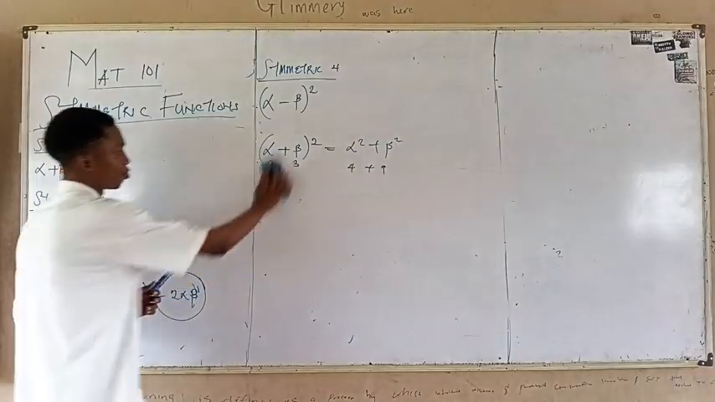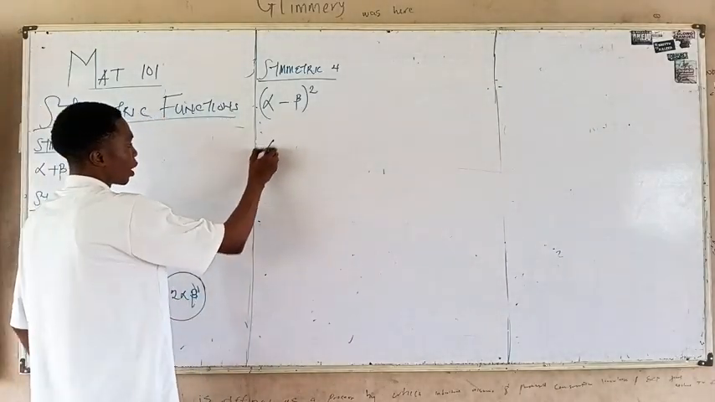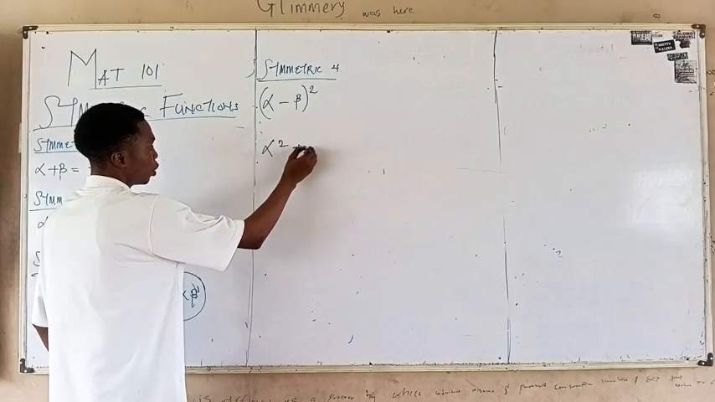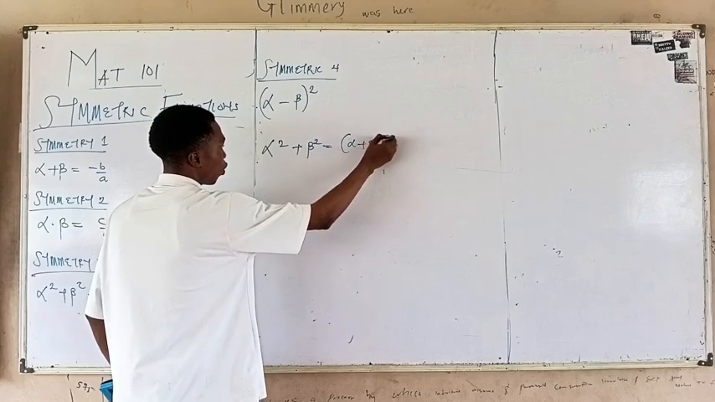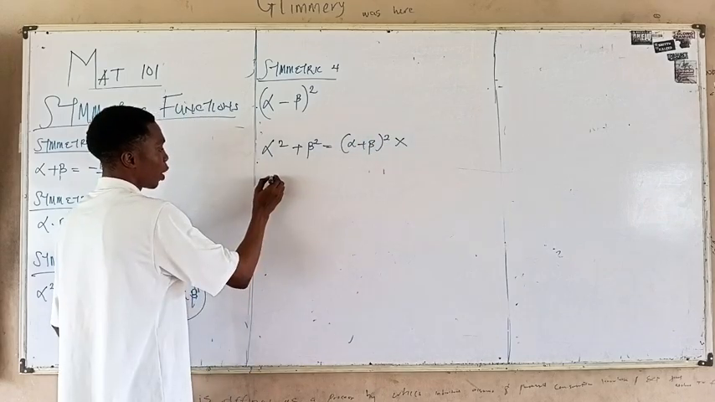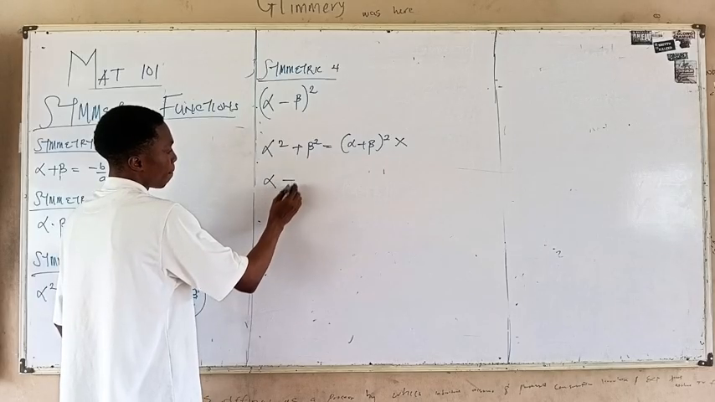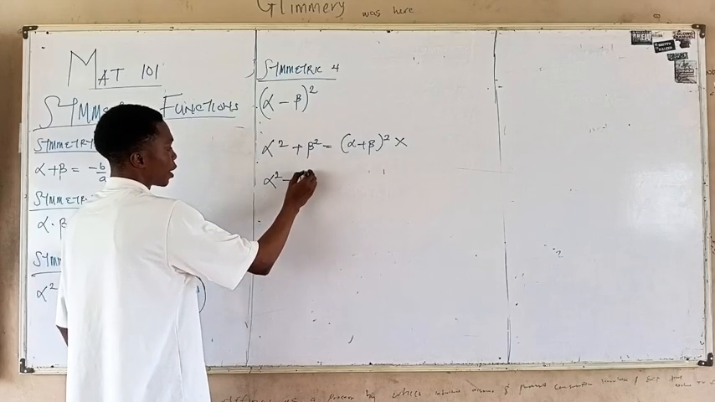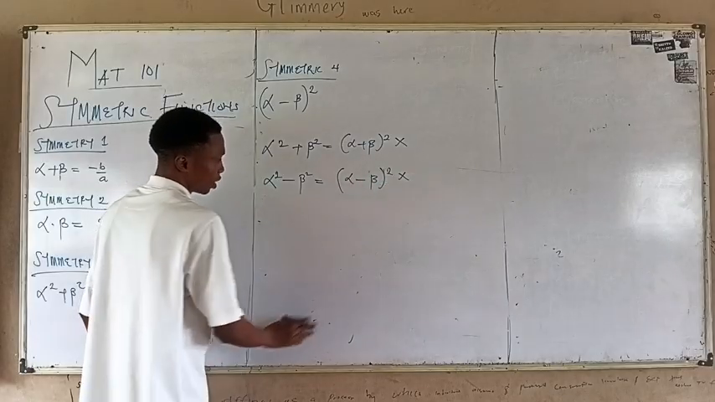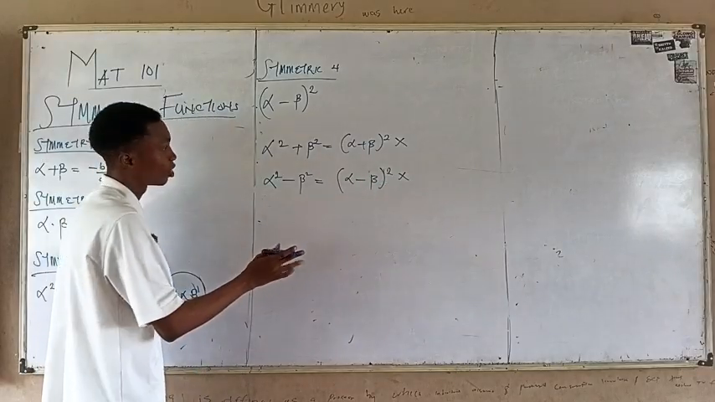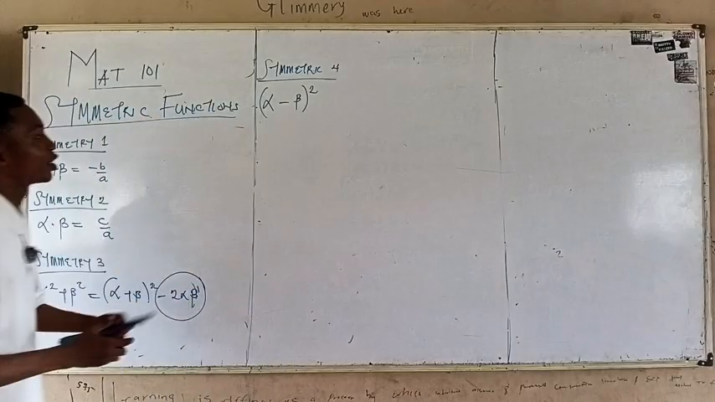So that means we can't have alpha squared plus beta squared to be alpha plus beta all squared. It's wrong. Likewise, you can't have alpha squared minus beta squared to be alpha minus beta all squared. It's wrong. Is that clear? You get it? So look at this now.